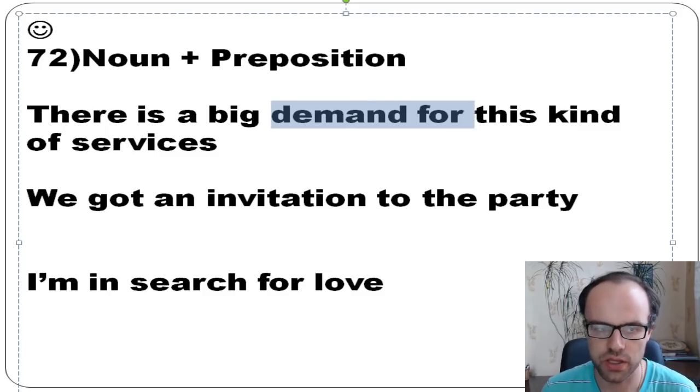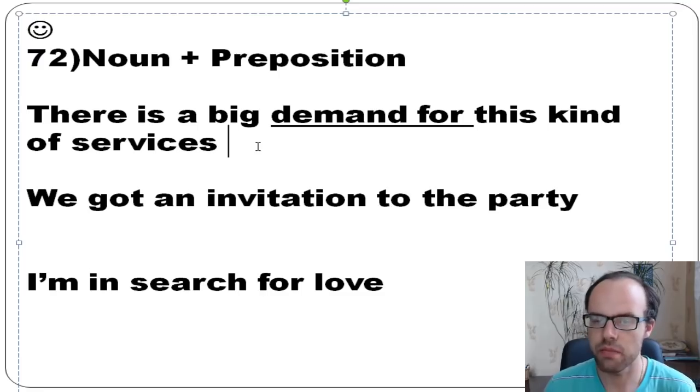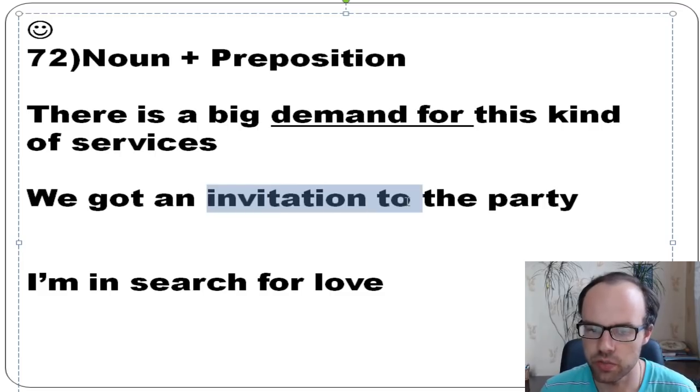Look, we say demand for. There is a big demand for this kind of services. It means that many people want to have these services. So many people want it. So demand. Okay. Next, we got an invitation to the party.